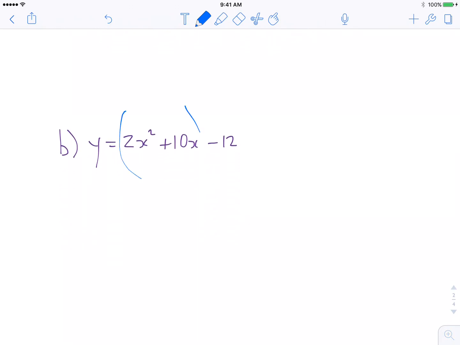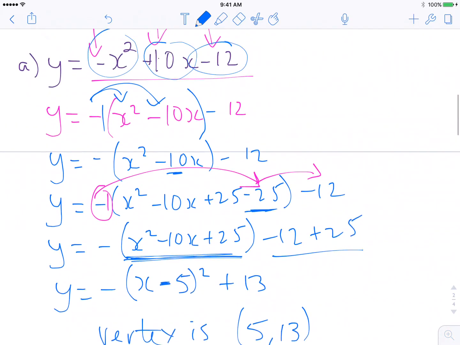Again, group the first two terms. I don't want to make the same mistake I made before. And this time we have a numerical coefficient. So y equal, we're taking out a 2. And so we end up with x squared plus 5x minus 12. So we'll take a look at this for 1 second.